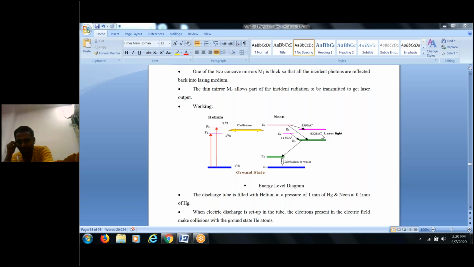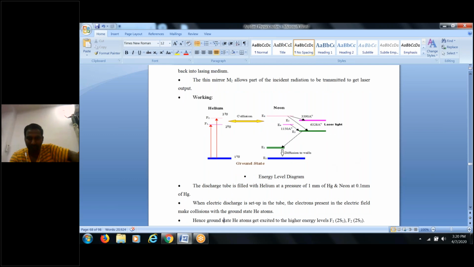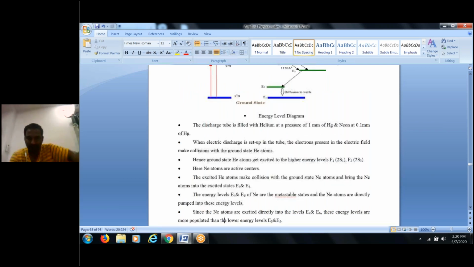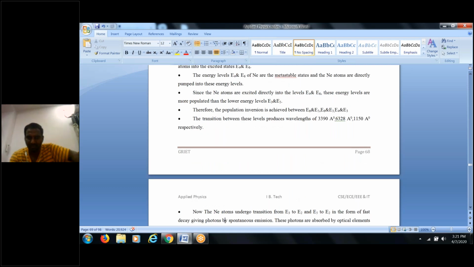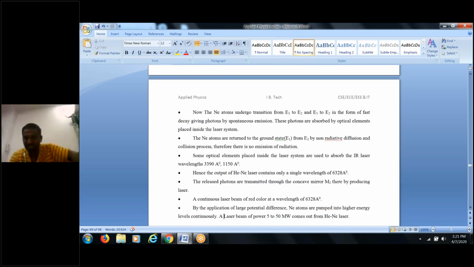In this way, we have to operate the helium neon laser. Now ask me if you have any doubts in the helium neon laser. No, sir. No, sir. Is it clear? Yes, sir. If it is clear, then we move to the last topic in the lessons.